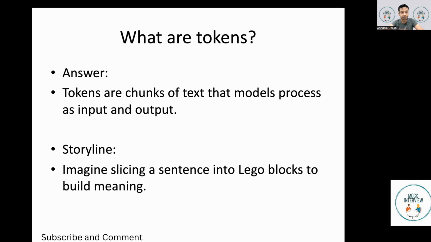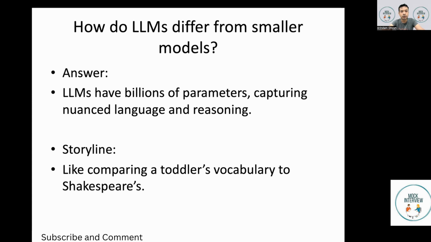Next question. What are tokens? Answer: tokens are chunks of text that models process as input and output. Storyline: imagine slicing a sentence into Lego blocks to build meaning. So whatever inputs we give to AI and whatever output the AI gives are all based on tokens. Right? Next question. How do LLMs differ from smaller models? Answer: LLMs have billions of parameters capturing nuanced language and reasoning. Storyline: like comparing a toddler's vocabulary to Shakespeare's.